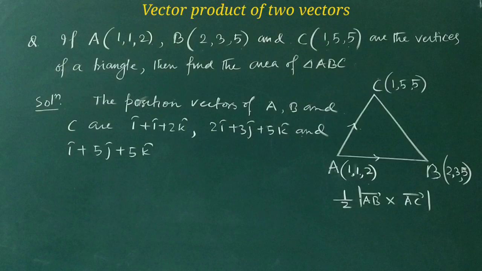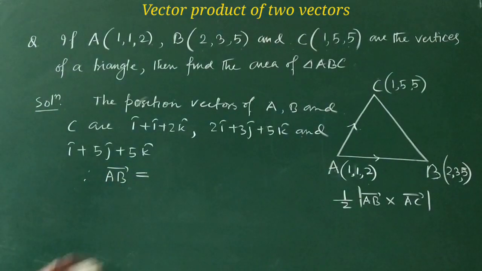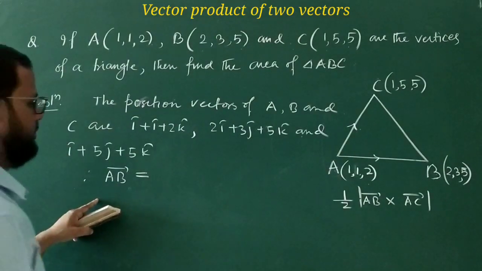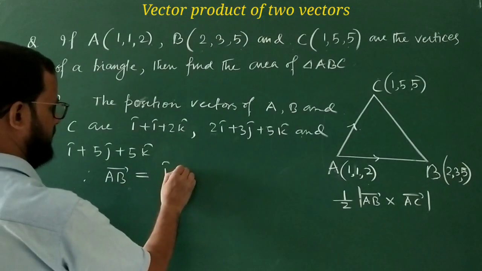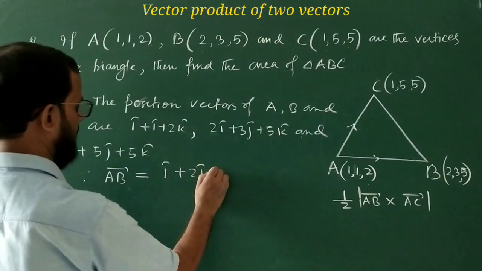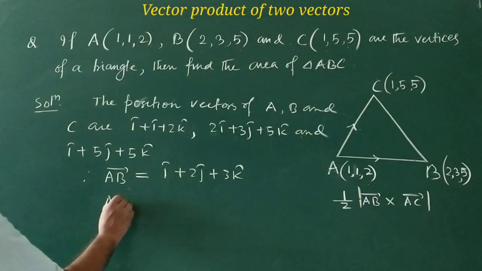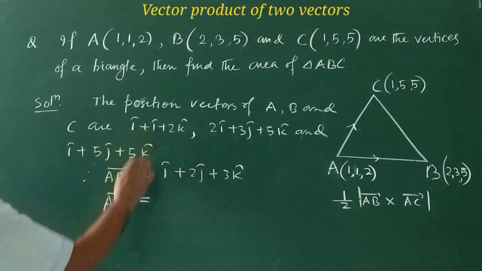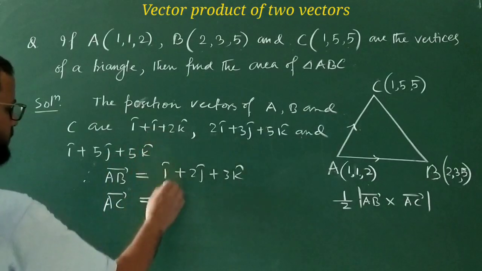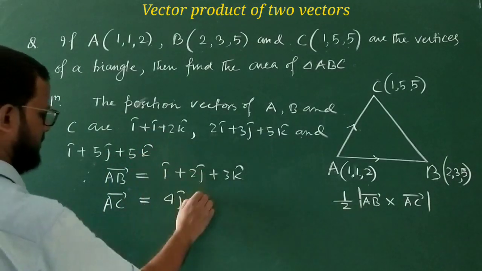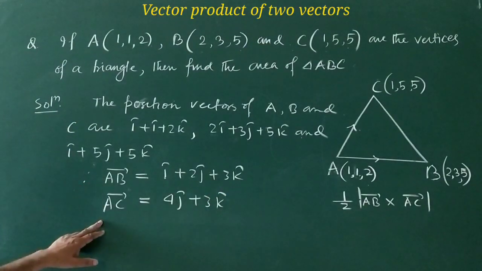Okay, so let us find AB vector. Therefore AB vector equals position vector of B minus position vector of A. So 2 i cap minus i cap, that is i cap, then 2 j cap, and 3 k cap. This is AB vector. And what is AC vector? AC vector is position vector of C minus position vector of A. This minus this: the i cap cancels, 5 j cap minus 2 j cap is 3 j cap, and 5 k cap minus 2 k cap is 3 k cap. Okay, now we have AB vector and AC vector.